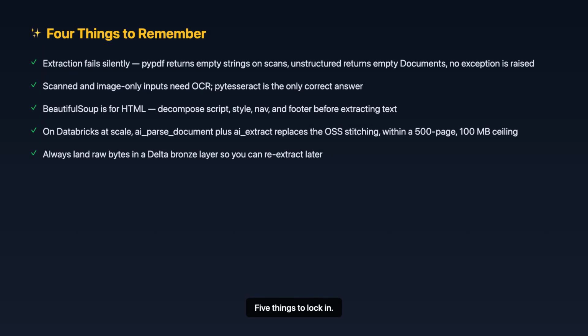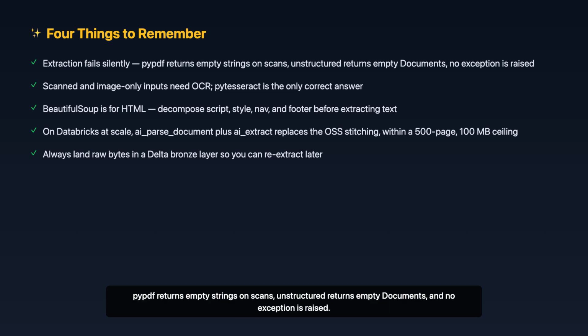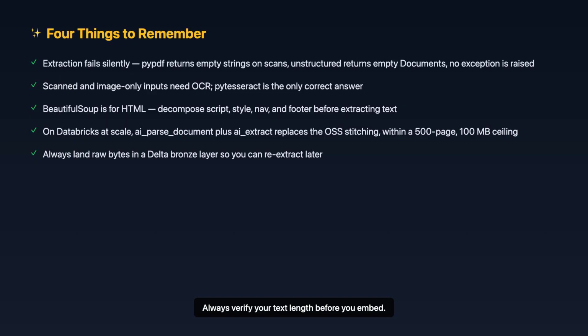Five things to lock in. First, extraction fails silently. pypdf returns empty strings on scans, unstructured returns empty documents, and no exception is raised. Always verify your text length before you embed. Second, scanned and image-only inputs need OCR, and pytesseract is the only correct answer. Third, BeautifulSoup is for HTML, and you must decompose script, style, nav, and footer before extracting text.